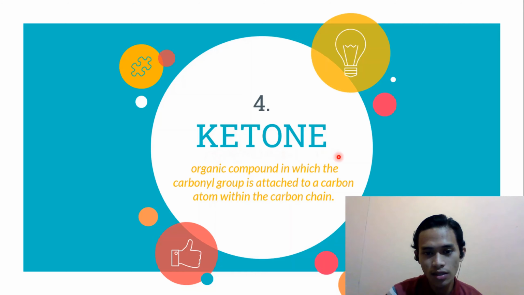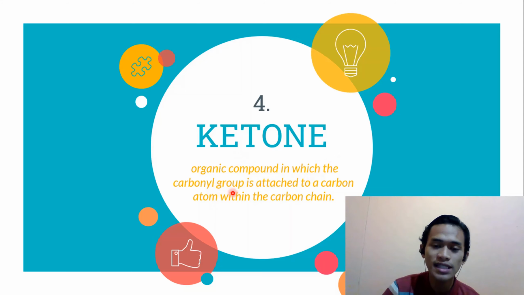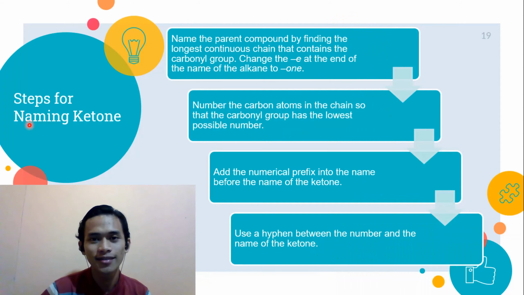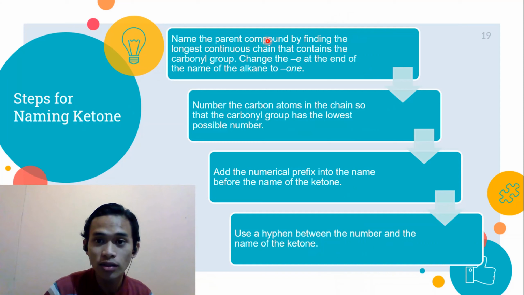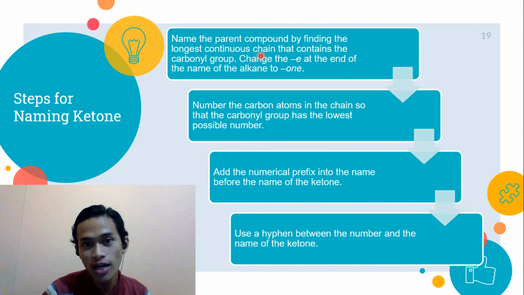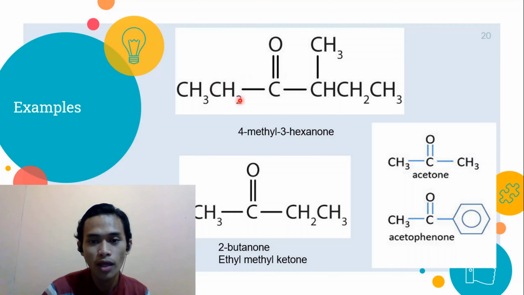So here is ketone. A ketone is an organic compound in which the carbonyl group is attached to a carbon atom within the carbon chain. Steps for naming ketone. First, name the parent compound by finding the longest continuous chain that contains the carbonyl group. Change the "-e" at the end of the name of the alkane to "-one". Example: this compound has 6 carbons in the longest continuous chain, so it should be hexanone.